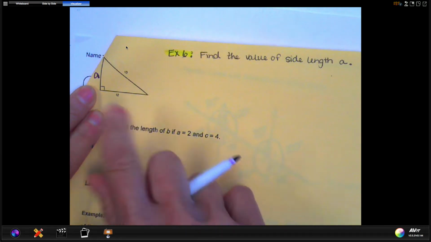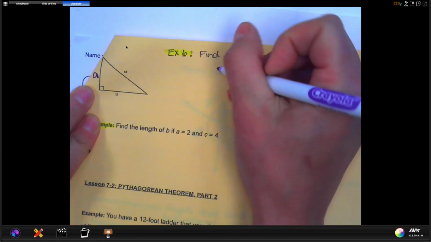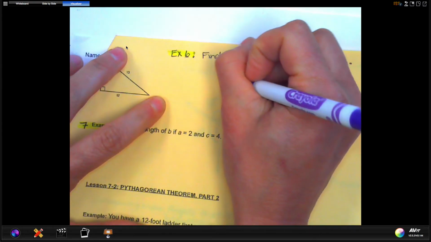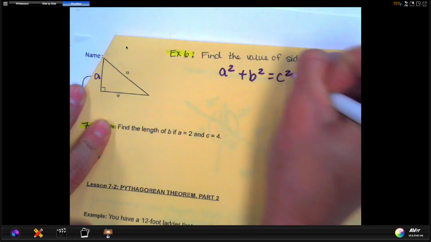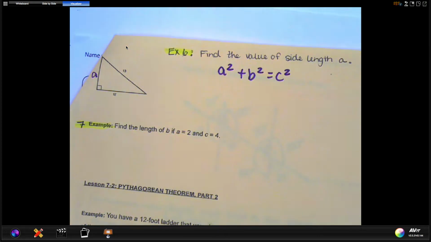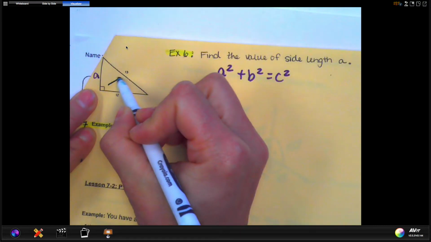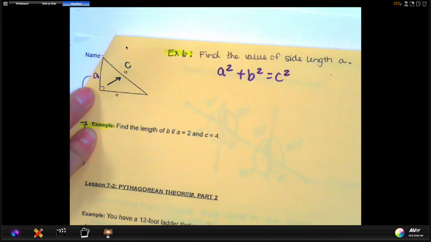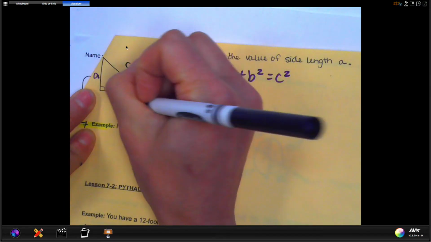So we know it's a right triangle. So again, we can use the Pythagorean theorem. So A squared plus B squared equals C squared. That's our formula. And then before we begin, we want to make sure we label. Well, A is already labeled. We want to find the longest side across from the right angle right here. That one has to be C. And then that means that this side here that's left is B.